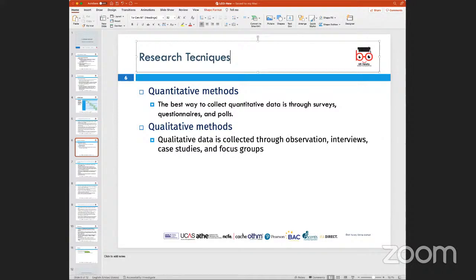So limitations for the qualitative research techniques tend to be that they are more subjective. The data which is collected is more subjective. It is more time consuming to analyze the data, because you are looking at coming out with some overarching themes, and you're trying to cluster similar data points across.